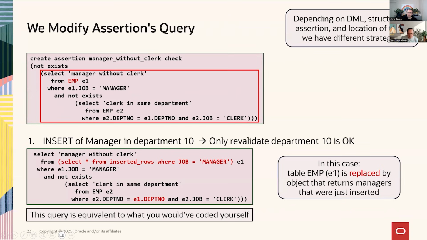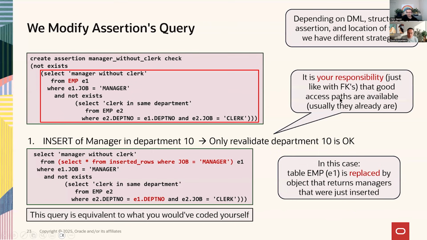So this is how we implement, in this case, an incremental revalidation strategy. We take the query, we modify it, and we make sure we only check the department into which you inserted the manager. Now, it is your responsibility, just like with foreign keys. If you have a foreign key, it's your responsibility to put an index on the foreign key in the child table, right? Because if you don't, then when you delete a parent, we're going to have to do a full scan of the child table.